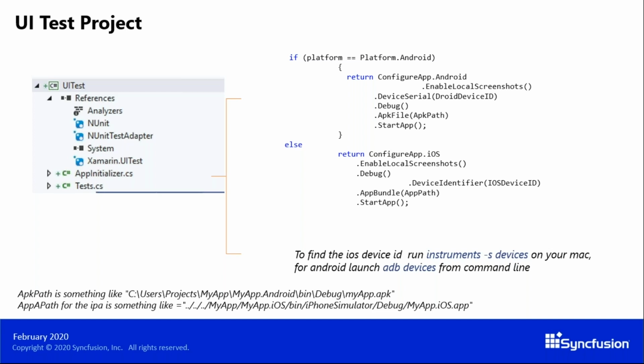And in order to find the ID on Mac, you have these options: run instruments -s devices, and for Android, you can launch adb devices. Another thing you will need for the test is the APK path, which can be local, or you can also give an already installed application that you have on your phone.